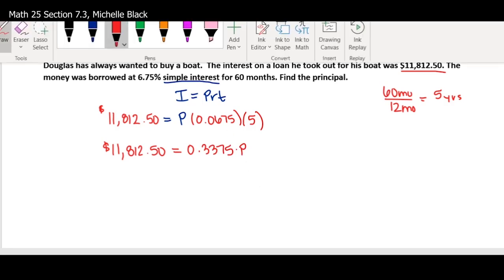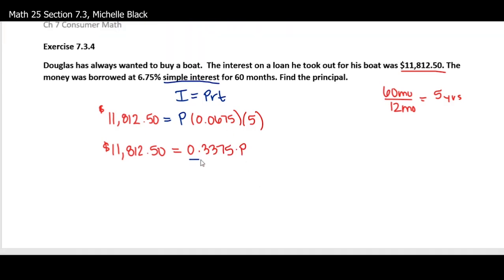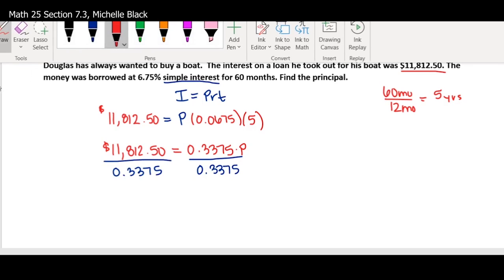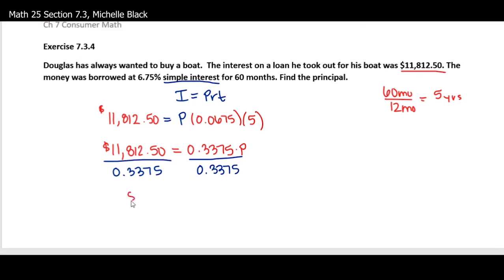And now to solve for P, we just need to divide away that 0.3375. And 11,812.5 divided by 0.3375 is 35,000. So Douglas's original amount of the loan he borrowed was $35,000.